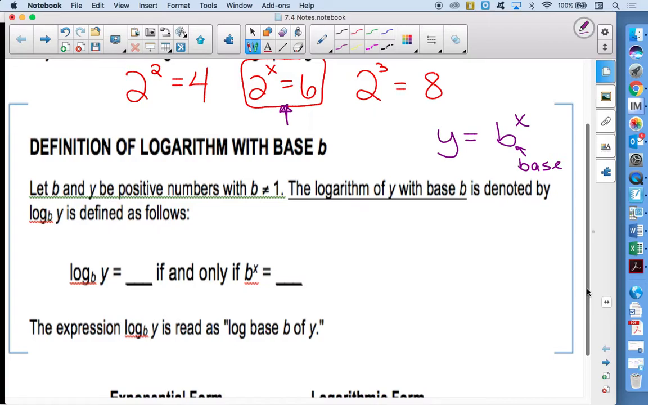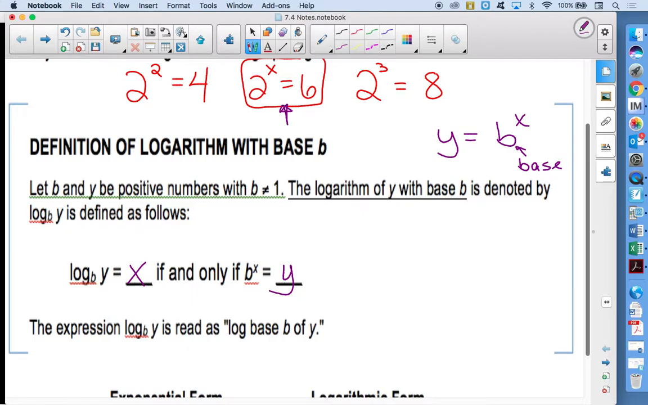The logarithm of y with a base b is defined by the following. Log base b of y is equal to x if and only if, conditional statement from geometry, b to the x is equal to y, which would be our exponential form.